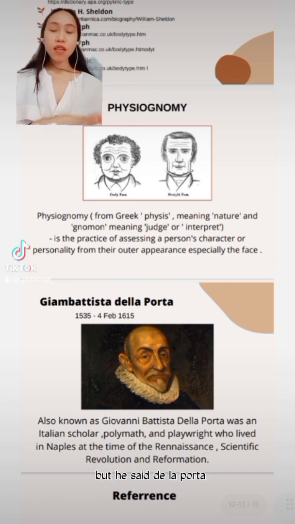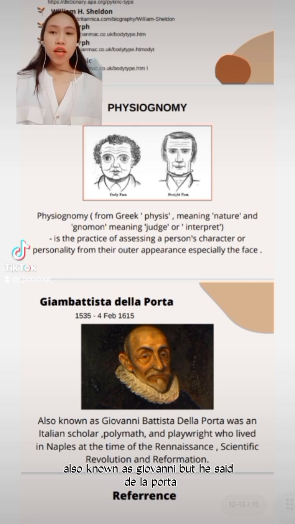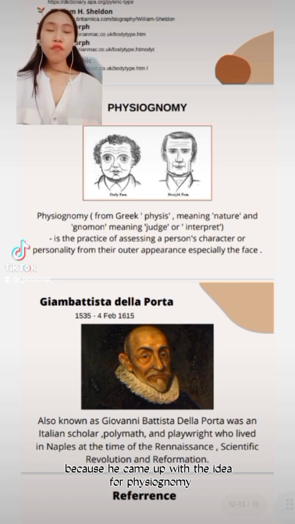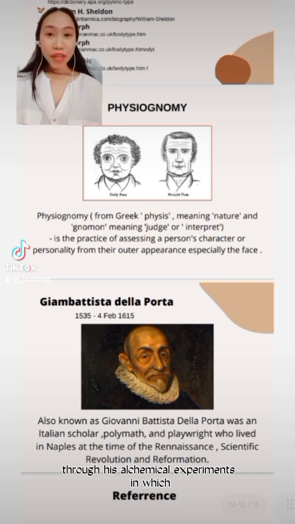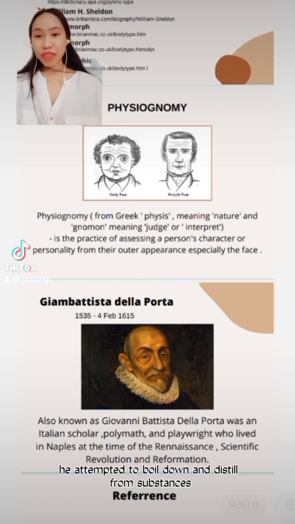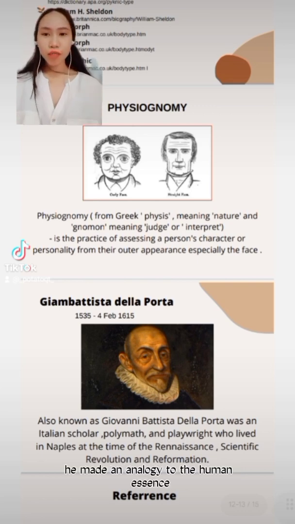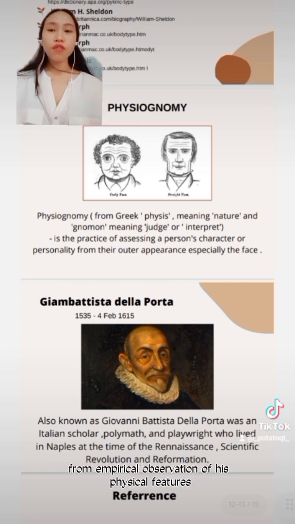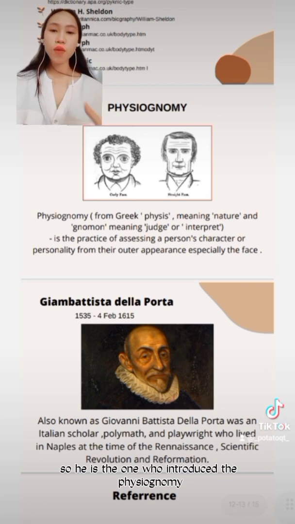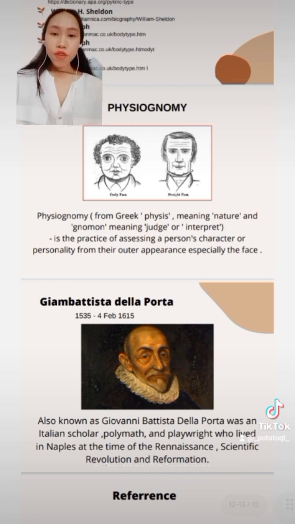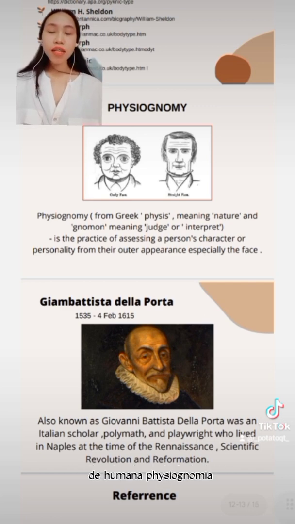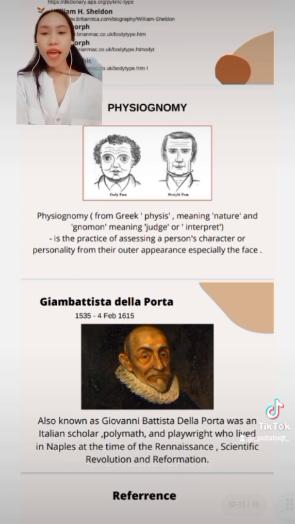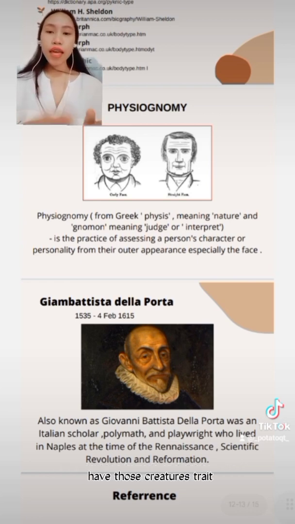We have here Giambattista della Porta, also known as Giovanni Battista della Porta. He is an Italian scholar who is considered the father of physiognomy because he came up with the idea through his alchemical experiments, in which he attempted to boil down and distill substances. He made an analogy to the human essence, suggesting that one could deduce an individual's character from empirical observation of his physical features. He published a book named De Humana Physiognomonia. The illustrations of the book depict a human and an animal head side by side, implying that people who look like particular animals have those creatures' traits.